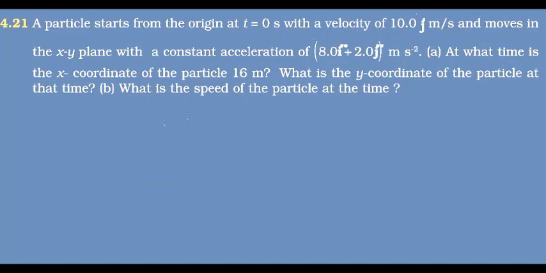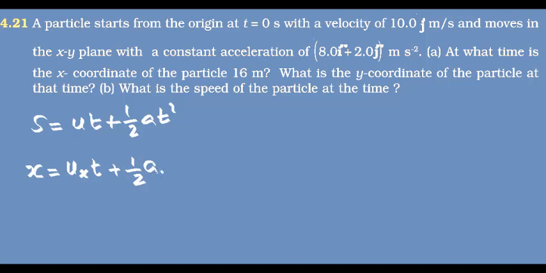Okay, let's start doing this. At what time is the x coordinate 16? How do we get the x coordinate and y coordinate? You can use the component form of the equations, like we know the equation s equal to ut plus half at square. This you can write in x and y component form. You can write x equal to ux t plus half into ax t square.